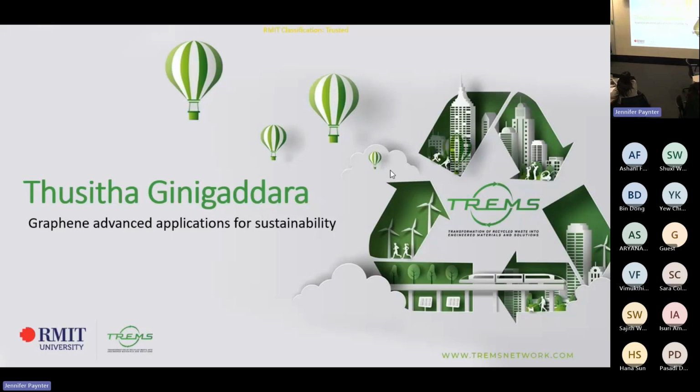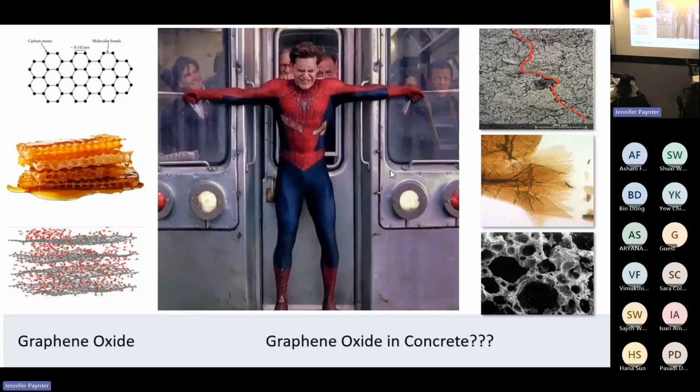Hi, my name is Thusitha, and my project is Graphene Advanced Application for Sustainability. So graphene, I will give you a brief introduction. On the top left corner, you can see the molecular structure of graphene. It is a very thin sheet, one carbon atom thin. You can see the hexagonal lattice of graphene. Some people call this a honeycomb lattice.